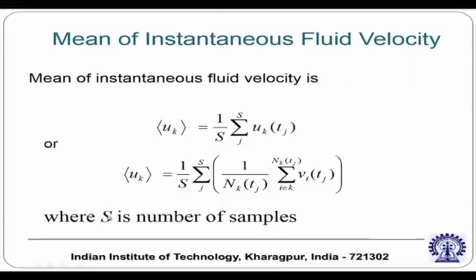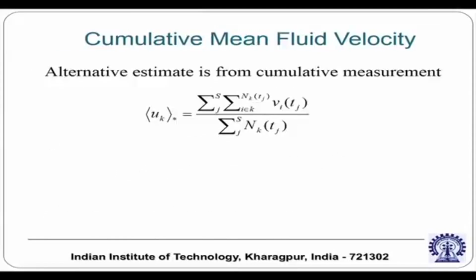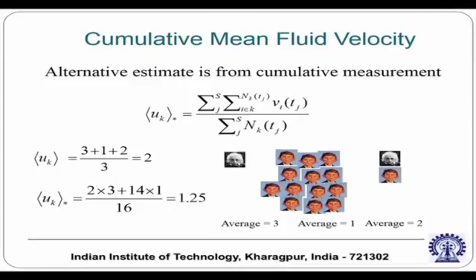So then if you have S number of samples, then this is a sample average, okay. A sample average means basically the semester-wise type of average, and then you can have an alternative estimate of average from cumulative measurement, that is the total number of students based average. So the sample average is 3 plus 1 plus 2 divided by 3, we are coming back to the same example, and the cumulative measurement based average is 1.25.